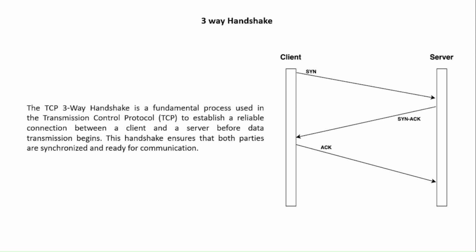Next is three-way handshake. It is basically used in the TCP protocol. A three-way handshake is a fundamental process used by TCP to establish a reliable connection between a client and a server before data transmission begins. This handshake ensures that both parties are synchronized and ready to communicate. In the three-way handshake, the client sends a first synchronize packet to the server, then the server replies with a synchronize plus acknowledgement packet. Then again, the client sends an acknowledgement packet to the server.